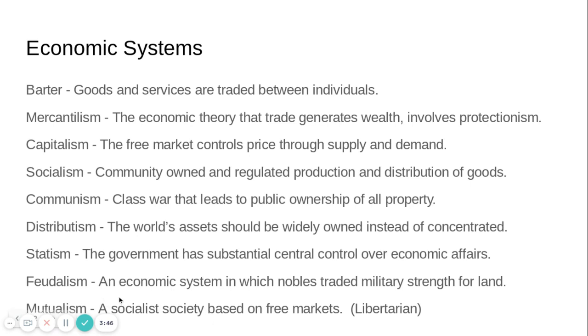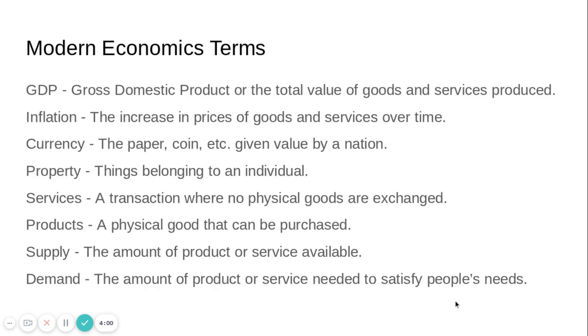And then finally, mutualism is a kind of socialist society based on the free market, and it's mostly libertarian in viewpoint. That one's not really around. It's something that's advocated for by people, but it's not really anything that actually happens currently.